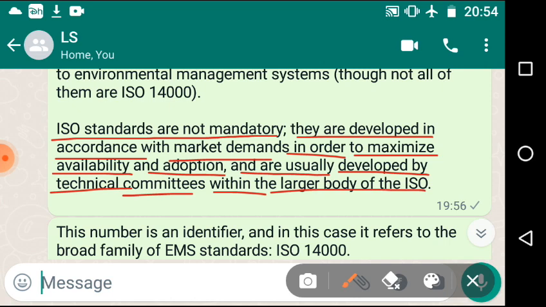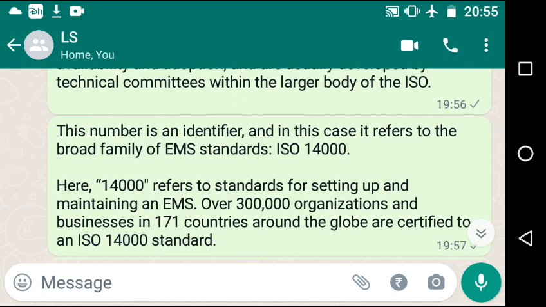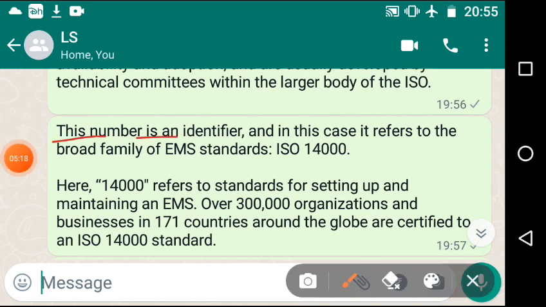So according to market demands, to maximize availability and adoption, they are usually developed by technical committees, on how we can achieve our goals and at the same time make profit, while also trying to minimize the pollution, or minimize the things that are set by the ISO environmental standards.